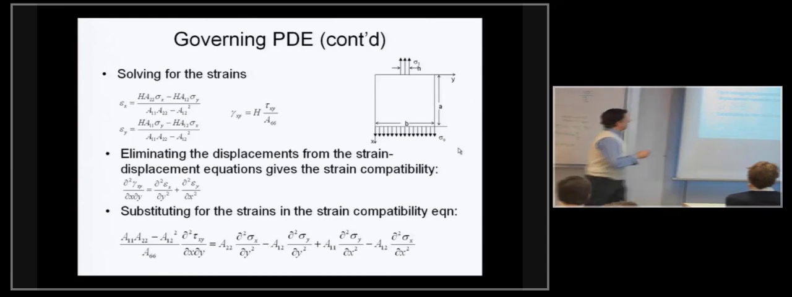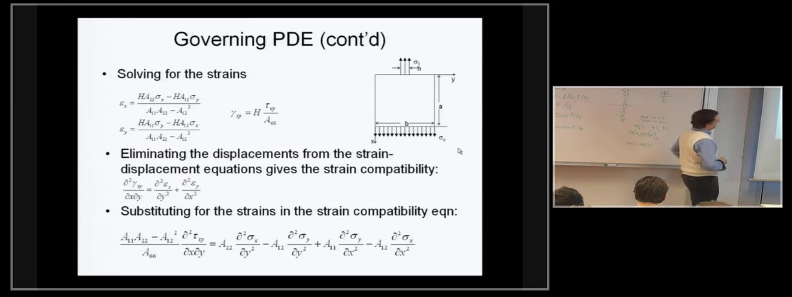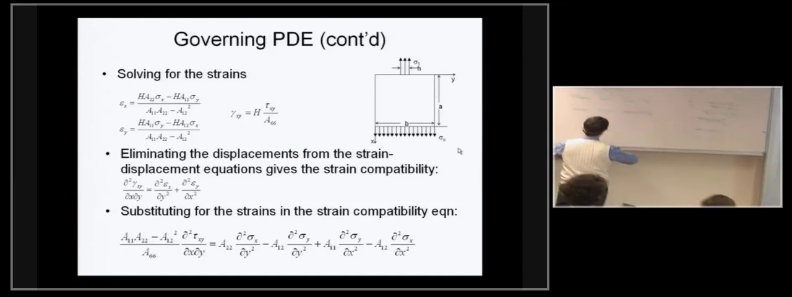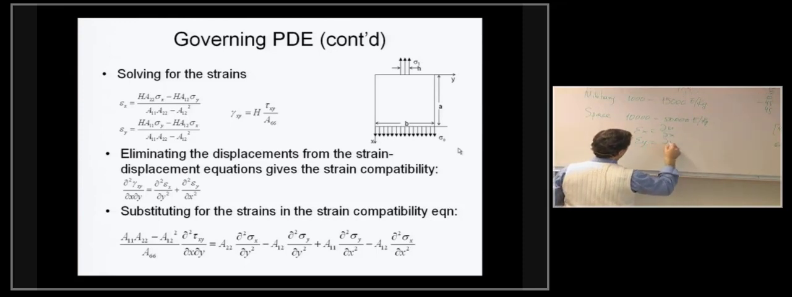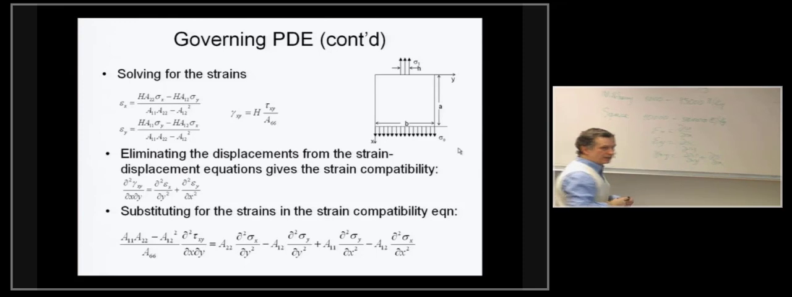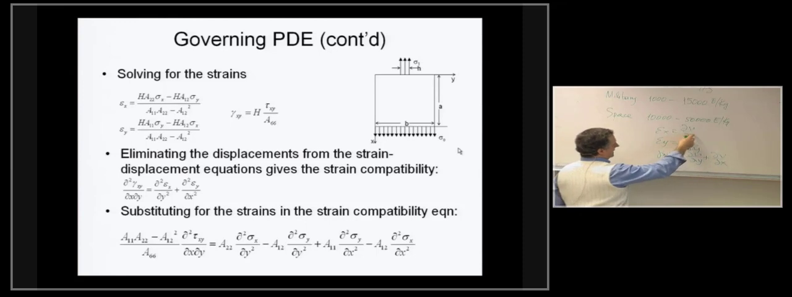So if I solve for the strains from my stress-strain equations, I get these expressions for the three strains. Now, my strain displacement equations: remember, epsilon x is du dx, epsilon y is dv dy, and gamma xy is du dy plus dv dx. Now, these are three equations in the two unknowns, if you want to call them, u and v. So I can actually eliminate u and v and arrive at a single equation that will only involve epsilon x, epsilon y, and gamma xy by taking appropriate derivatives here.